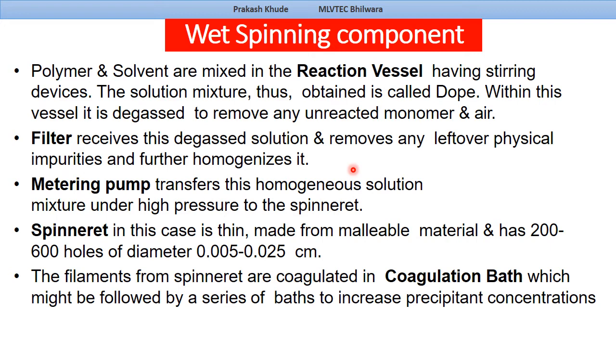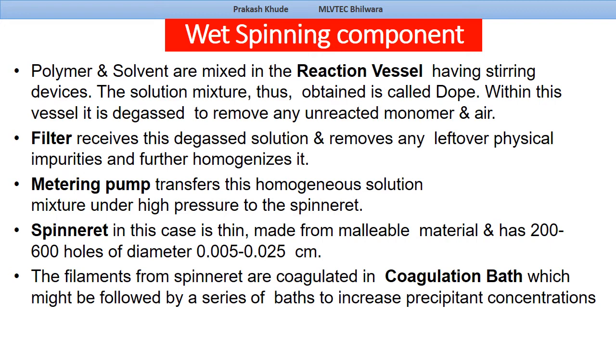The next part is the metering pump. As we already said, it transfers the polymeric fluid, the solution, under high pressure to the spinneret. The spinneret is generally very thin and made of malleable materials, and could have 200 to 600 holes with diameters in the range of 0.05 to 0.25 centimeter. Then the filaments from the spinneret are coagulated in the coagulation bath, which must be followed by a series of baths to increase the precipitation concentration.